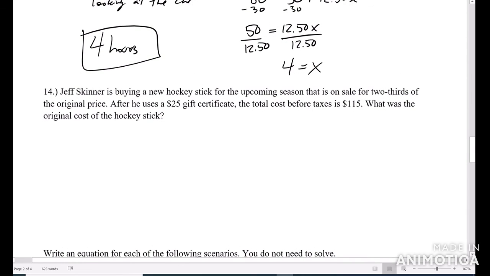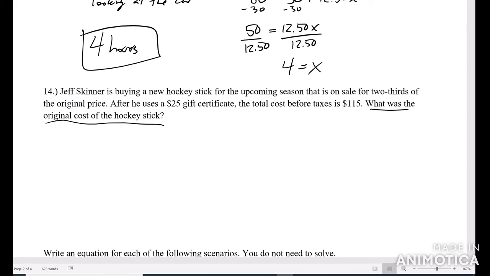All right, our last example like this, it says Jeff Skinner is buying a new hockey stick for the upcoming season that is on sale for 2/3 of the original price. After he uses a $25 gift certificate, the total cost before taxes is $115. What was the original cost of the hockey stick? Okay, so there's a couple things going on here, and it's a little tricky. We have to pay close attention to this 2/3 of the original price and the fact that he's using a $25 gift certificate.